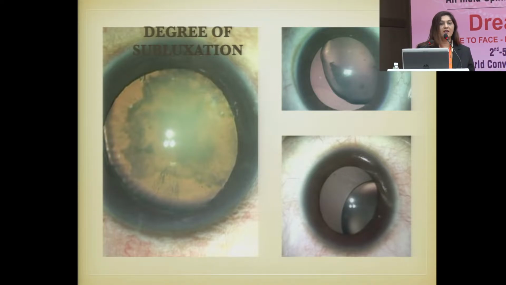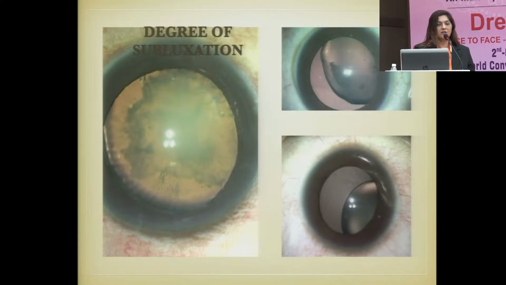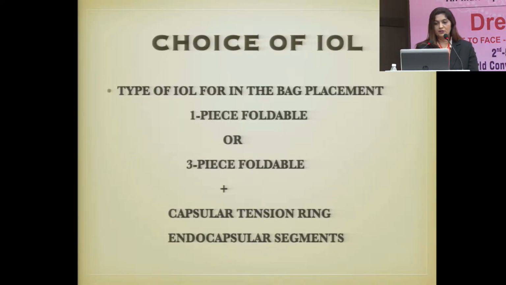We have seen many cases coming up with implantation of endocapsular ring segments, etc., and everything getting dislocated over a period of time. It's just a matter of time before you have a complication for your patient. So this is a very important aspect. Then, the choice of intraocular lenses depends on how you are handling your case, whether you are using a one-piece or a three-piece foldable intraocular lens. Various options have already been discussed, so I won't go into this.